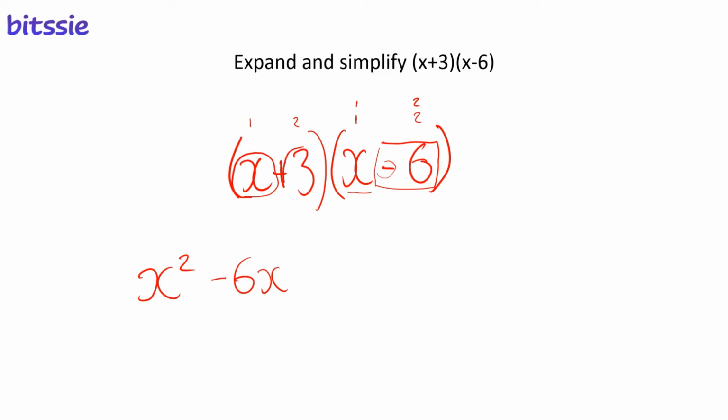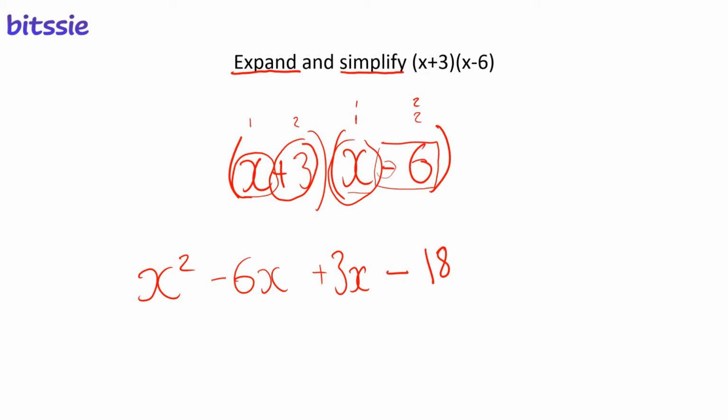Then we take our second term, which is a positive 3, and we multiply it by x, which gives us plus 3x, and then we multiply it by a negative 6, and positive 3 times negative 6 gives us negative 18. So we've done the first part of the question, we've expanded it. Now we need to simplify.